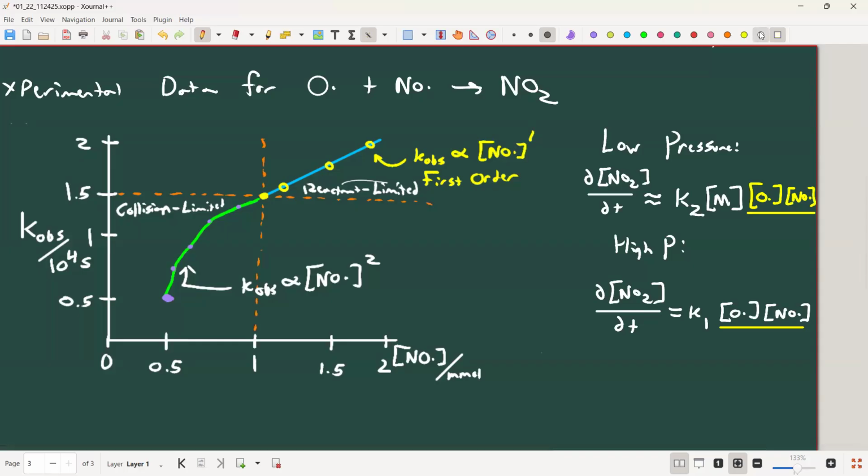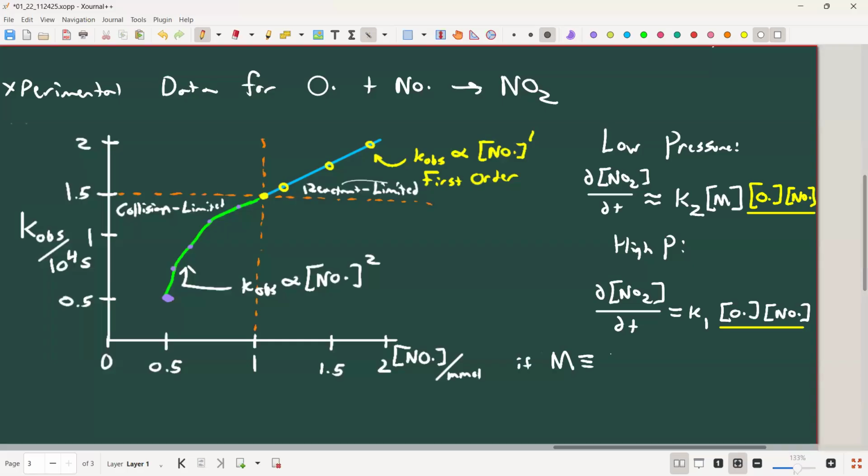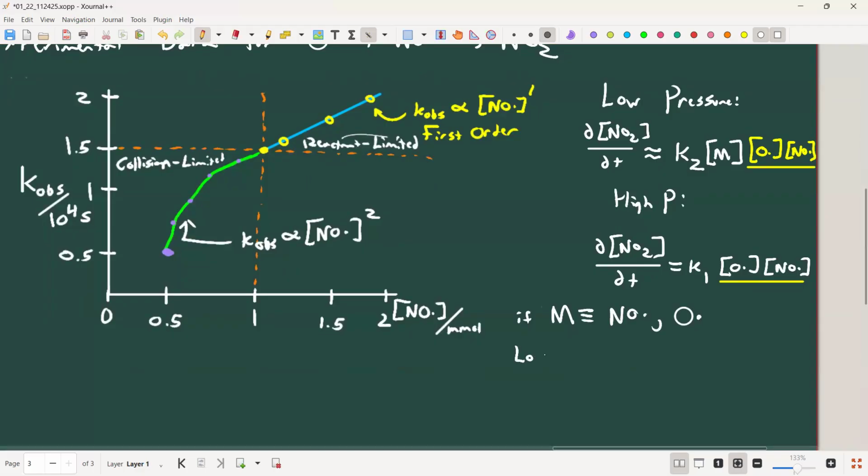If we do this reaction pure, right? This was done pure. So M here is just the molecules themselves. Then at low pressure, we could say, well, let's say we have NO in excess, all right? So it's just NO. This is an excess. All right, so the majority of the molecules in there are NO at low P.